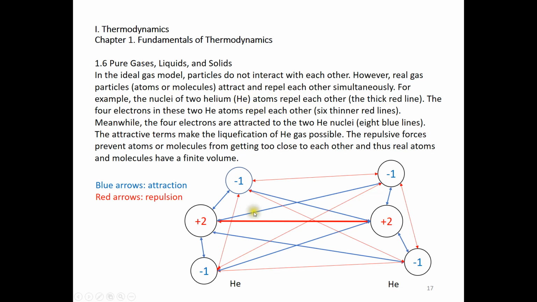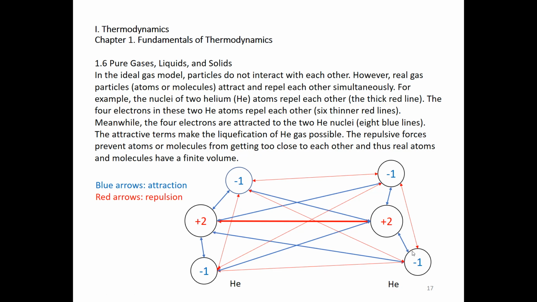How is that possible? Let's look at two helium atoms. We have a helium atom on the left, a helium atom on the right. They both have a positively charged nucleus and two negatively charged electrons. Now we can tell this nucleus and this nucleus repel each other. There are four electrons, they repel each other. At the same time, this nucleus is attracted not only by these two electrons, but also by these two electrons from the other helium atom. Therefore, we have attraction, we have repulsion.